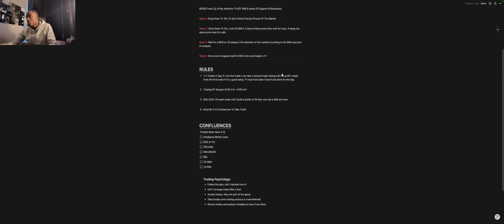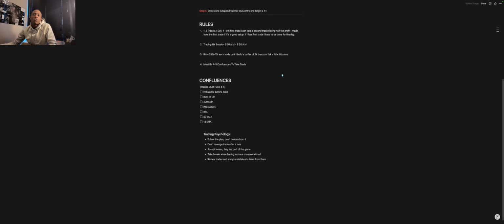So for my rules, the first rule that I got, which I'm trying to stick to, and this is what I've been telling myself, is I take 1 to 2 trades a day. If I win the first trade, I can take the second trade, risking half the profit I made from the first trade if it's a good setup. If I lose the first trade, I have to be done for the day.